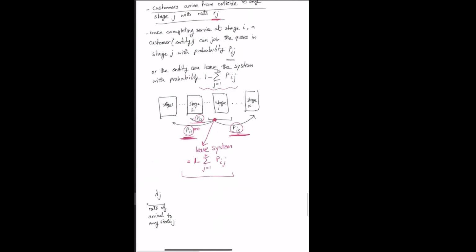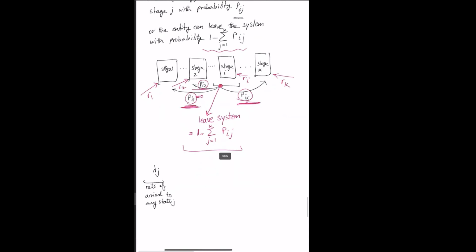So we assume that the rate of arrival of the entities that come to the system is modeled like that. The entities arrive from the outside. The ones that get to stage 1 arrive with the rate of R1. The ones that get to stage 2 arrive with the rate of R2. The ones that get to stage K arrive with the rate of RK, and so forth. So that's basically how the arrivals are modeled in this system.